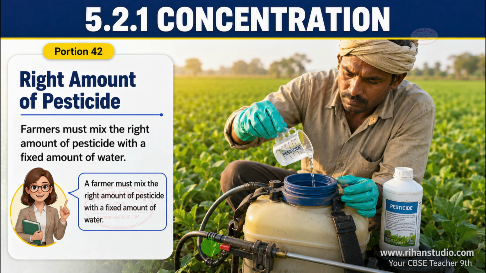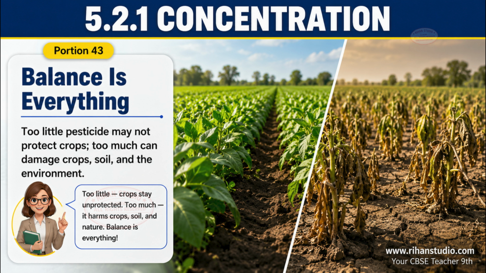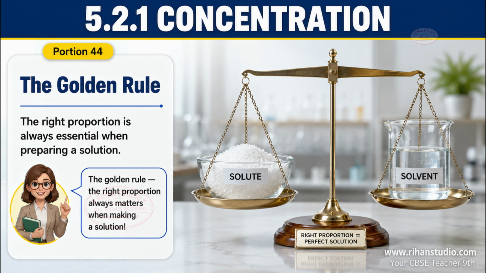Farmers must mix the right amount of pesticide with a fixed amount of water. Here is a real-life example. Too little pesticide may not protect crops. Too much can damage crops, soil, and the environment. Too little pesticide and crops stay unprotected. Too much, and it harms the crops, the soil, and nature. Balance is everything.